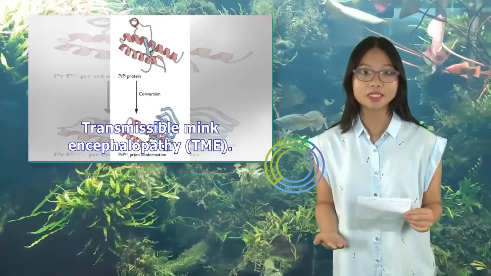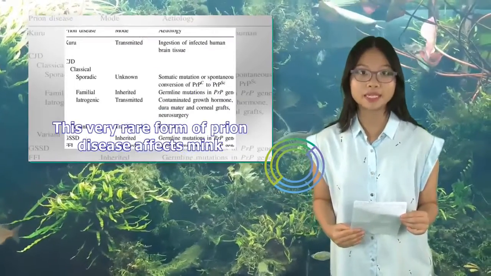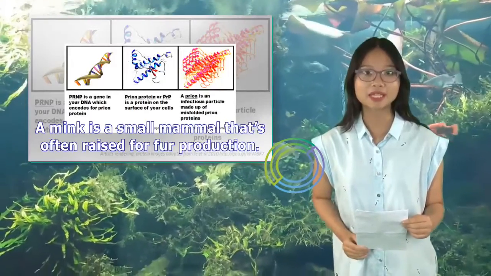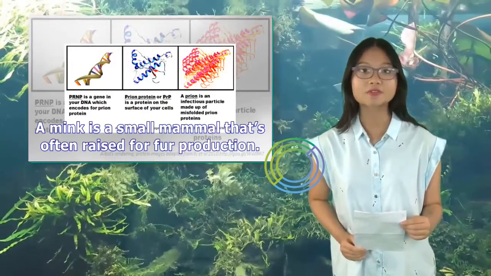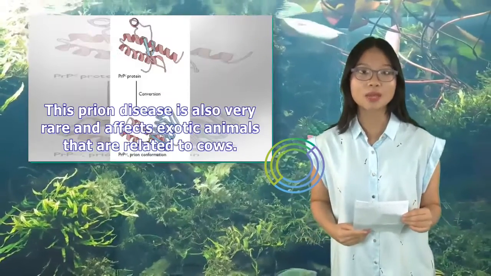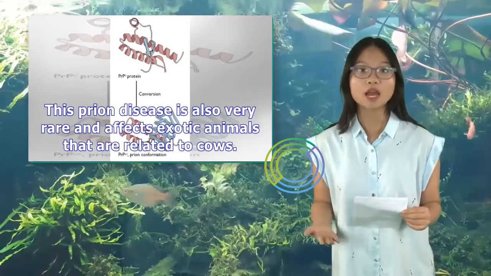Transmissible mink encephalopathy, TME. This very rare form of prion disease affects mink. A mink is a small mammal that's often raised for fur production. Ungulate spongiform encephalopathy. This prion disease is also very rare and affects exotic animals that are related to cows.